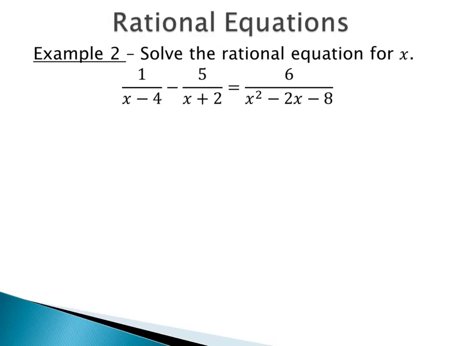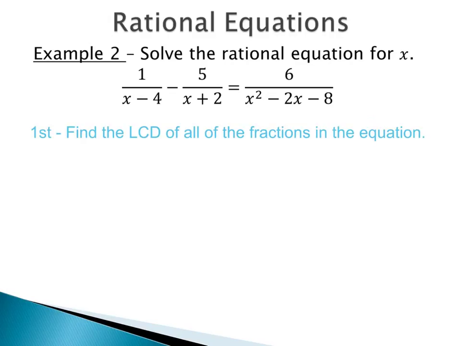So, now that we're here, our first step for solving the rational equation would be to find the lowest common denominator of all the denominators of our fraction. In order to do this, we need to actually factor each of our denominators. Well, the first denominator I have is x minus 4. That is already fully factored. We can't factor anything else out of that. Same thing happens with our next denominator, which is x plus 2.